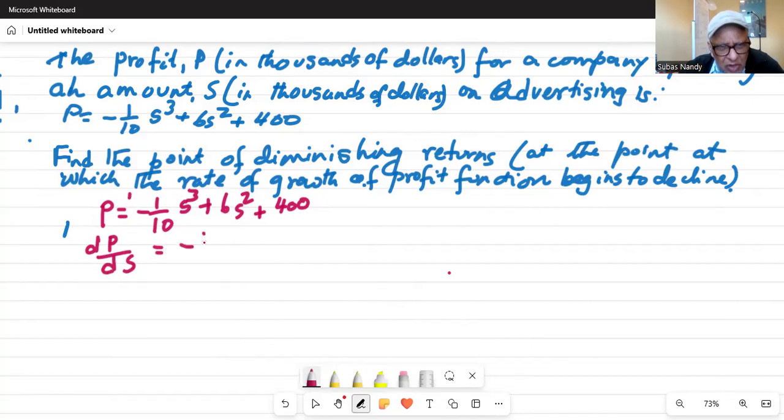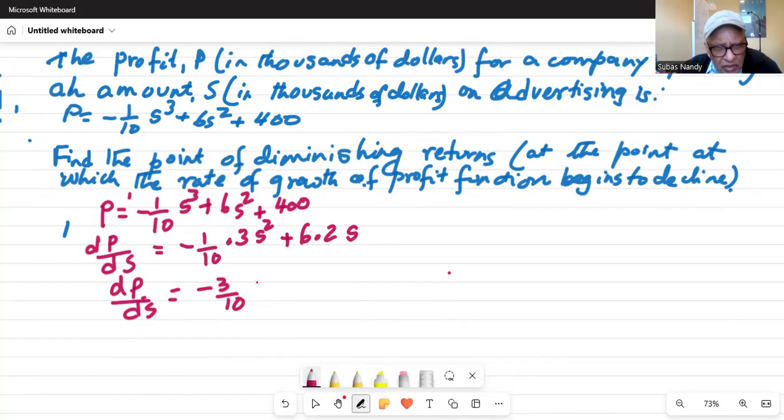And that is equal to minus 1/10 times 3S squared plus 6 times 2S. And the derivative of 400 with respect to S is 0. So this is the first derivative, which I can write as dP over dS equals minus 3 over 10 S squared plus 12S.